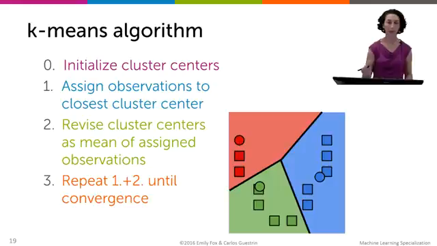Finally, the last step, or it won't actually be the last step, but the last stage of k-means is to repeat the last two steps that we did. So we're going to keep iterating between assigning observations to cluster centers, then updating the cluster centers, and going on and on and on until convergence. And we're going to talk about the notion of convergence a little bit later.